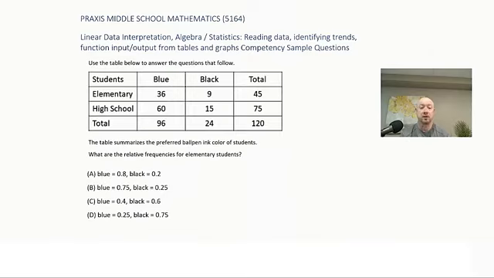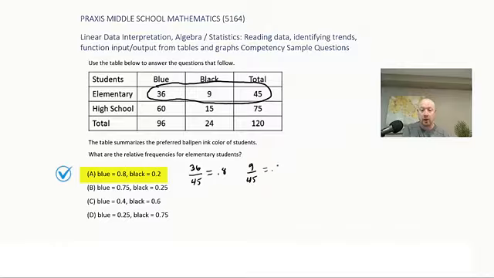Use the table below to answer the questions that follow. The table summarizes the preferred ballpen ink color of students. What are the relative frequencies for elementary students? Okay, so we're looking at the elementary students row, so we're looking at this data right here. To calculate the frequencies, we take the number of blue pens and divide it by the total number of elementary students. So we'll take 36 divided by 45, and that comes out equal to 0.8. We'll do the same thing for black pens: 9 out of 45, which comes out to be 0.2. So the correct answer here is choice A.